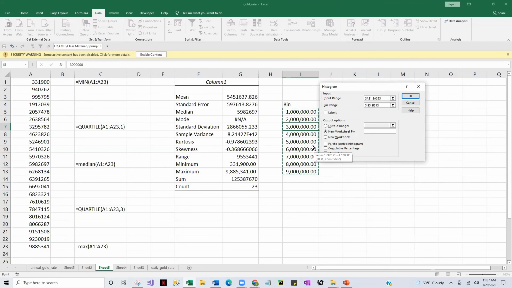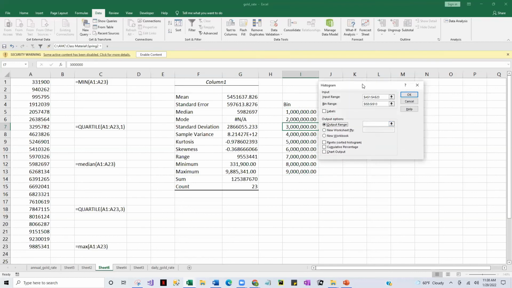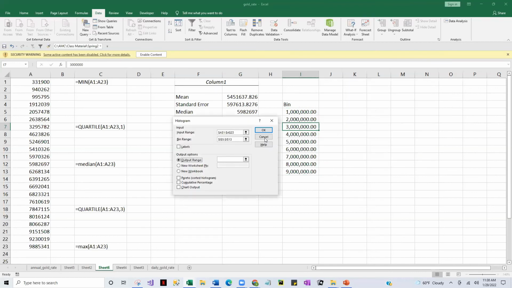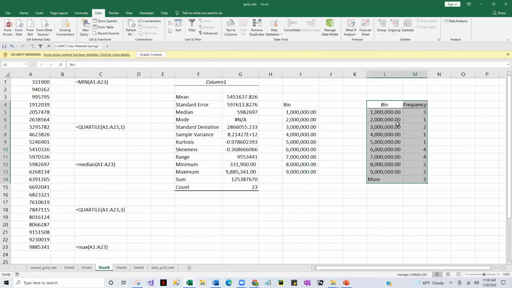When you go to the shops, they will put everything in a bin, right? Each one is sorted by a size or by some category. So here we are categorizing by the number. Then I want my output range here, because I want my histogram here. Then I'm going to click OK.